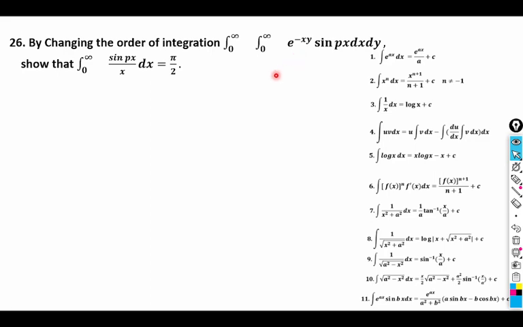And the question is, by changing the order of integration, prove that the integral of sine px upon x is pi by 2. This is one of the standard examples that comes in double integration. You can integrate this double integral in two ways. You can evaluate directly with order dx dy, and you can evaluate with order dy dx. After doing it both ways, you will come to the required answer. So the hint is, integrate it in both orders.